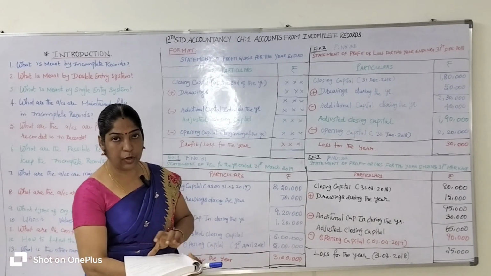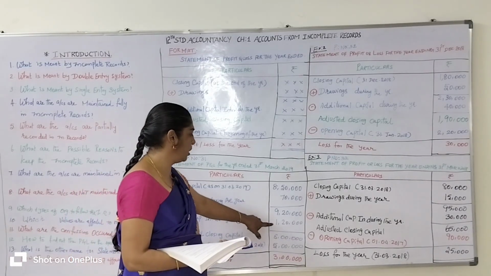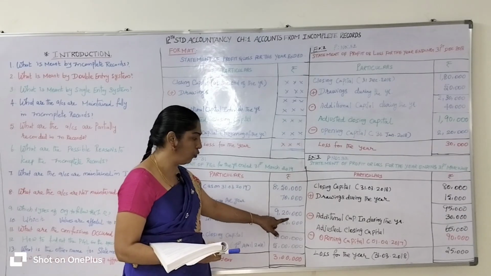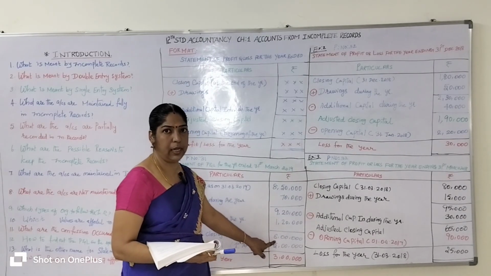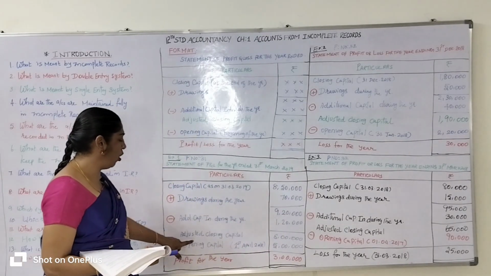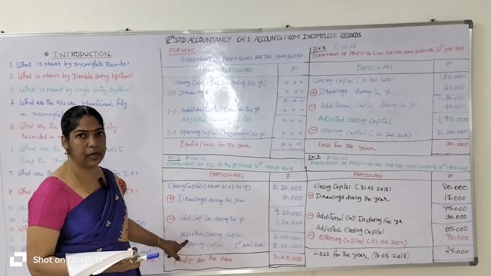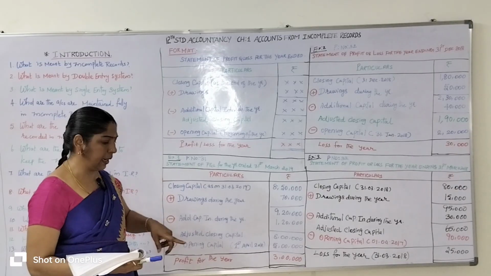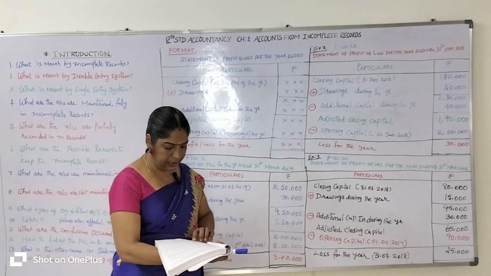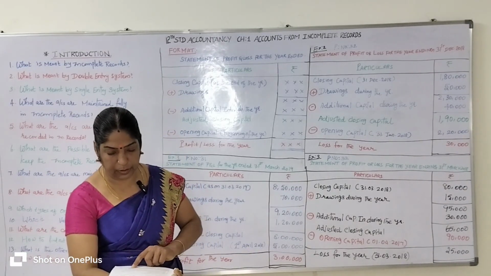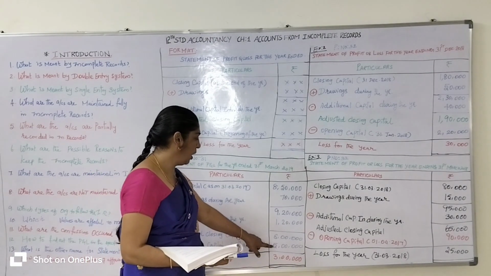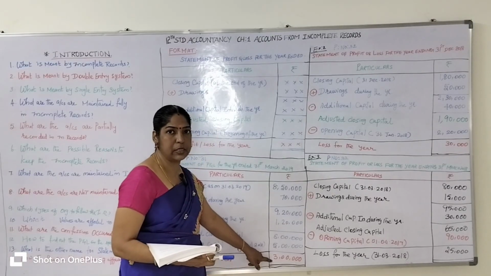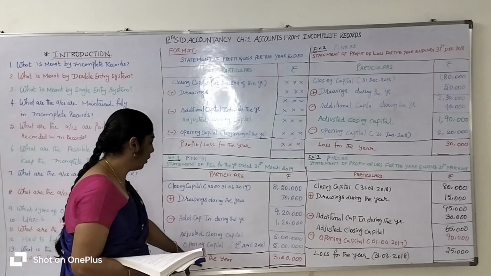With that value you are going to subtract the additional capital introduced during the year. So the additional capital value is how much? 1,20,000 rupees. So you subtract 1,20,000 rupees from 9,20,000, and you get 8 lakh rupees. This 8 lakh rupees is called the adjusted closing capital. Got it? With that adjusted closing capital we subtract the opening capital. Opening capital on 1st April 2018 is 5 lakh rupees. So 5 lakh subtracted from 8 lakh, you will get 3 lakh rupees. This is called the profit for the year.